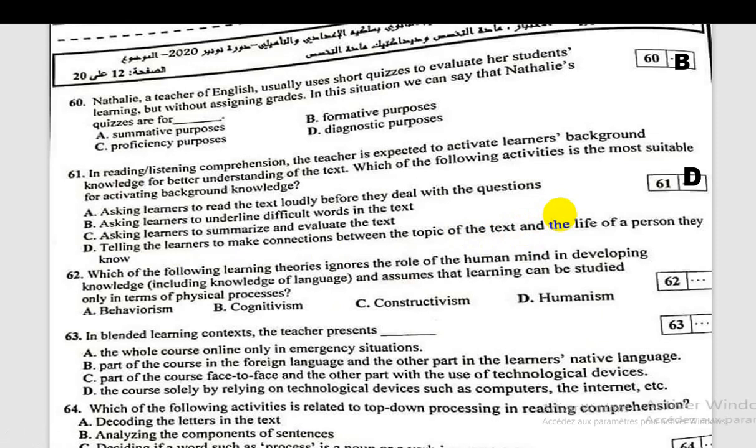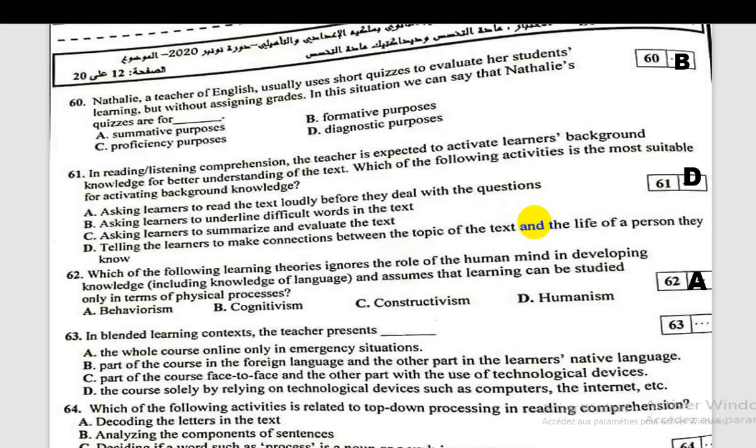Let's move now to the 62. Which of the following learning theories ignores the role of the human mind in developing knowledge, including knowledge of language, and assumes that learning can be studied only in terms of physical processes? A. Behaviorism, B. Cognitivism, C. Constructivism, or D. Humanism. The right answer here is A, because behaviorism is the theory that tells us learning has no relation to the developing of knowledge, meaning it is linked only to stimulus and response.